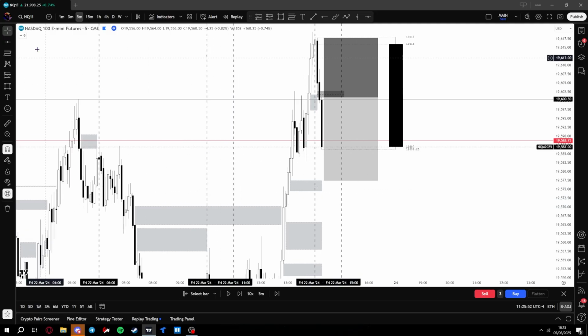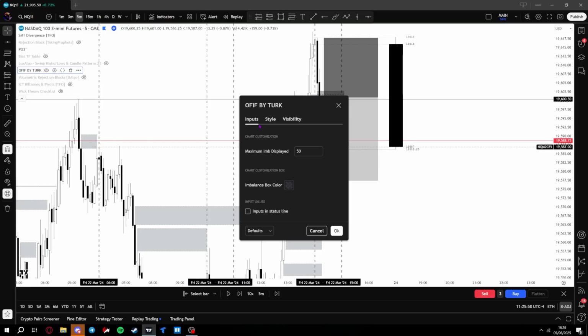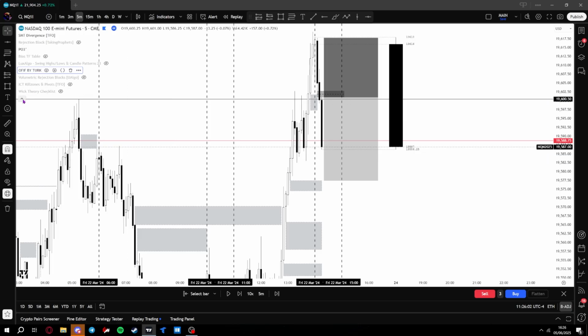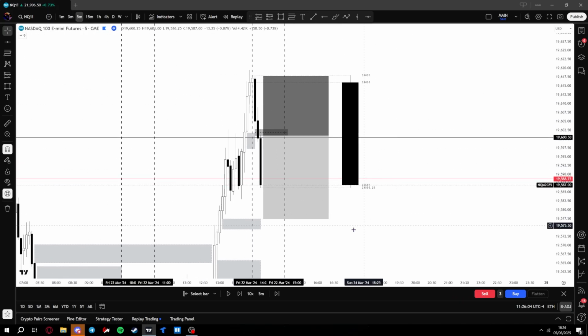If you're wondering what this indicator is, it is OFIF by Turk. There's not really much settings for it.